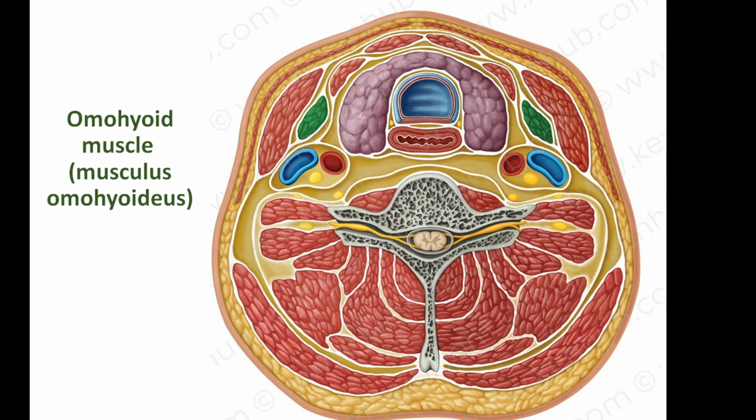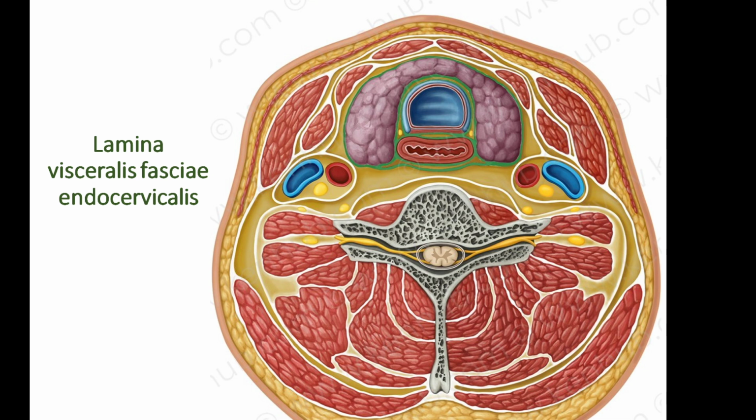But the previous group of muscles, I mean the sternocleidomastoid muscle and the trapezius muscle, are covered by the fascial sheath made of the second cervical fascia. This is lamina superficialis fasciae coli propria. Lamina visceralis fasciae endocervicalis.